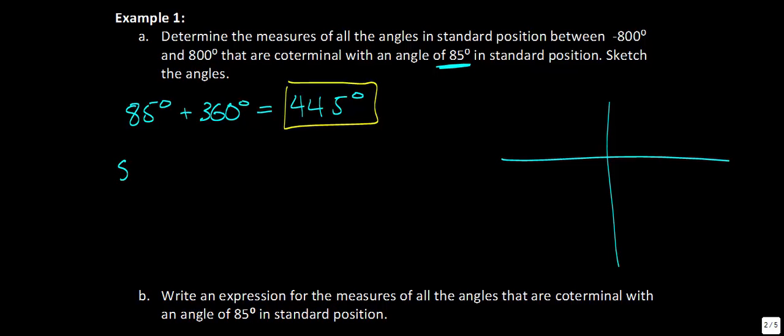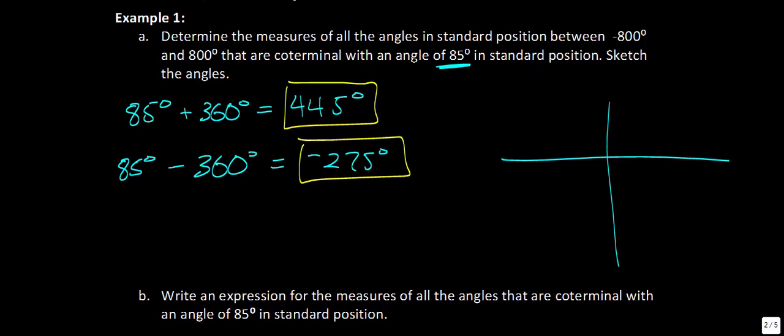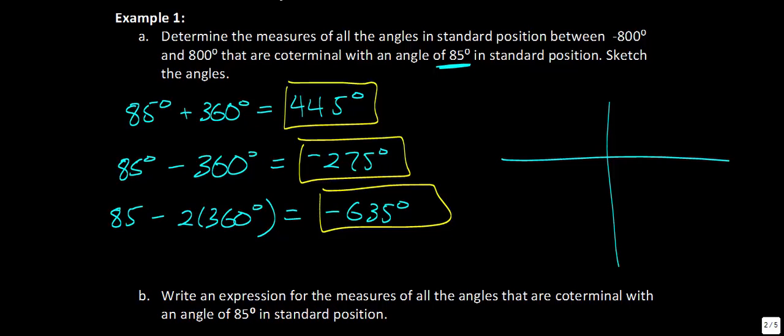So now we'll go back to 85 degrees, and let's subtract 360 degrees. When we do that, we're going to have an angle that's, of course, negative. So it's going to be negative 275 degrees. So this angle right here would be coterminal as well. And then from here I will keep going. We can subtract 360 again. So I'll go back to my 85, and I'm going to subtract 2 times 360 degrees, which is the same as subtracting 720. And this gives me my final coterminal angle of negative 635 degrees. Okay, so these are my coterminal angles.